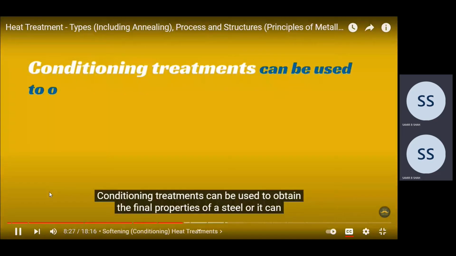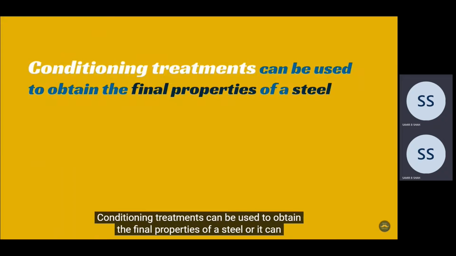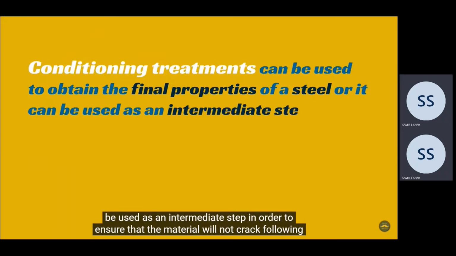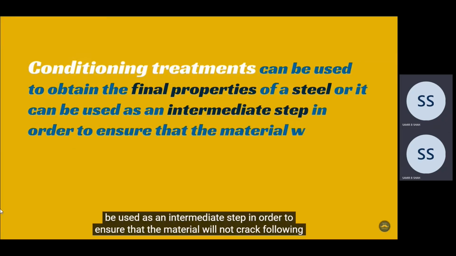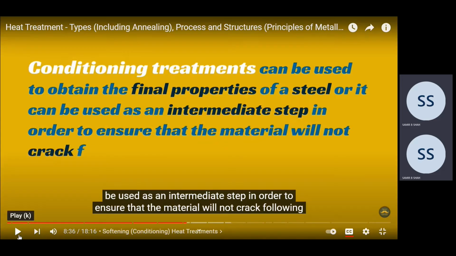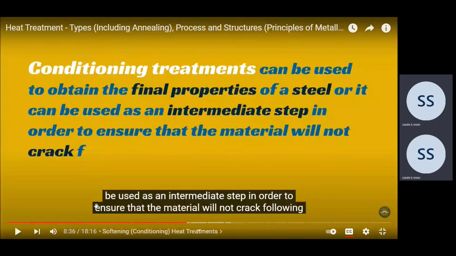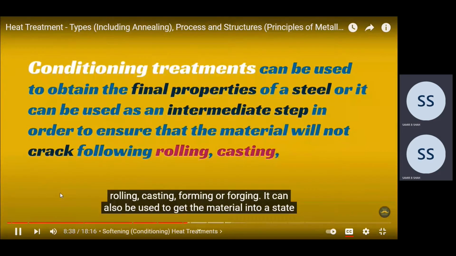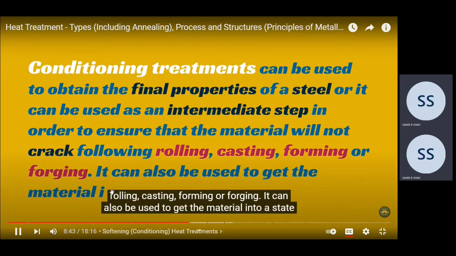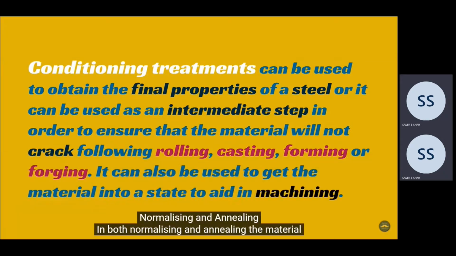Conditioning treatments can be used to obtain the final properties of a steel, or they can be used as an intermediate step in order to ensure that the material will not crack following rolling, casting, forming or forging. They can also be used to get the material into a state to aid in machining.